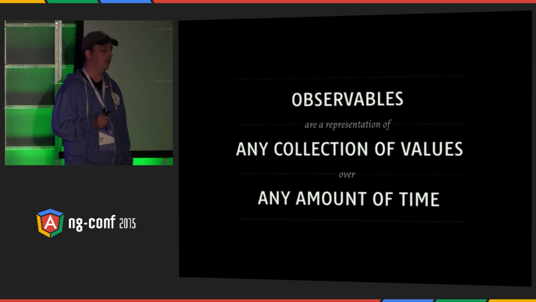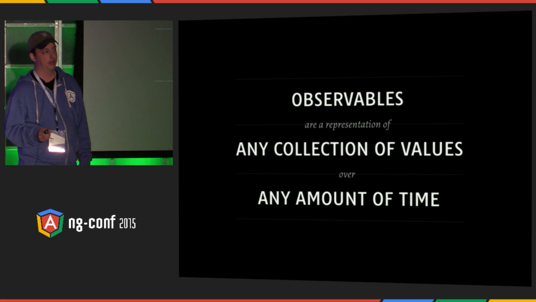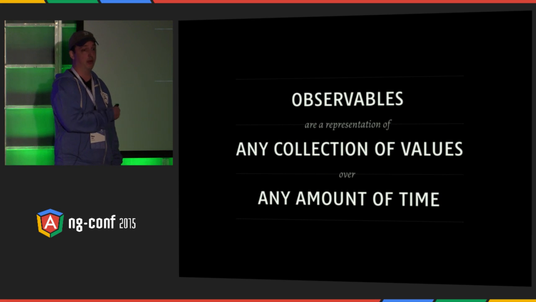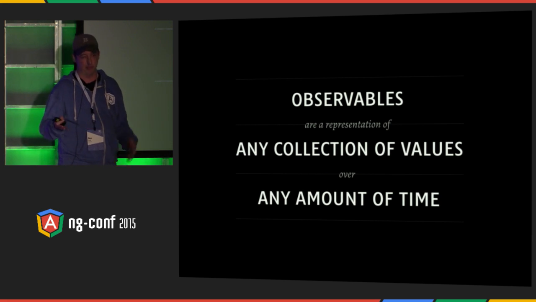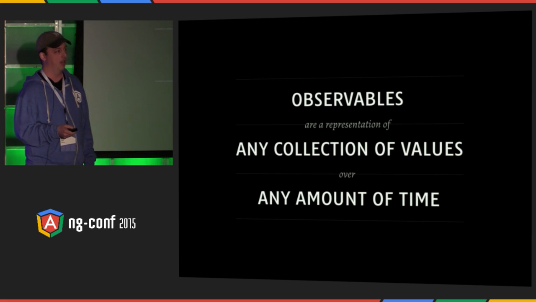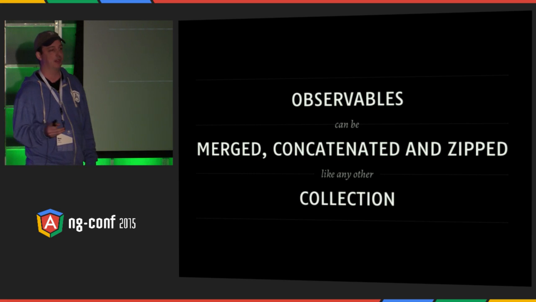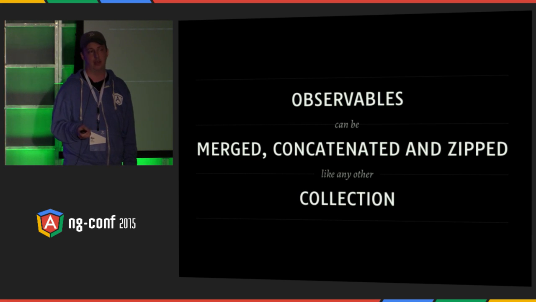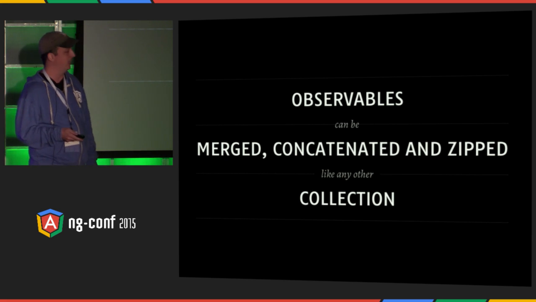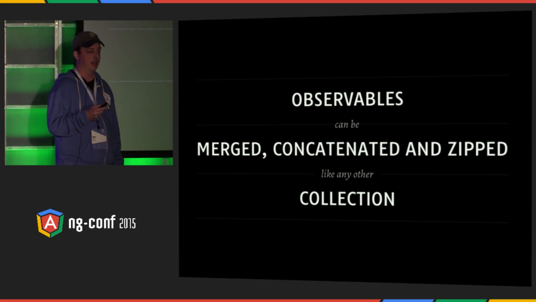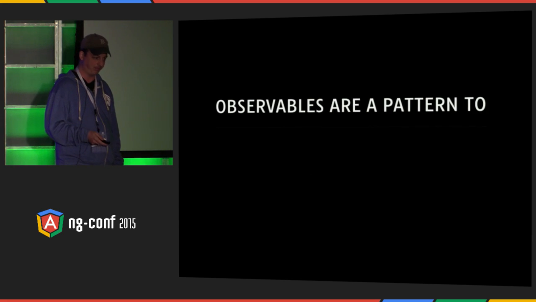Observables are a representation of any collection of values over any amount of time. So think about that for a second. My array is a collection of values over a relatively instant amount of time, right? But it could be mouse interactions or what have you. Observables can be merged, concatenated, and zipped together like any other collection. If you're familiar with things like Lodash or Underscore, where you have arrays and you're zipping them and doing kind of elegant and fancy things with functional programming and arrays, observables have the same sort of features.